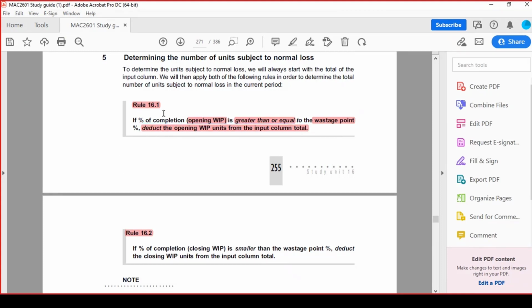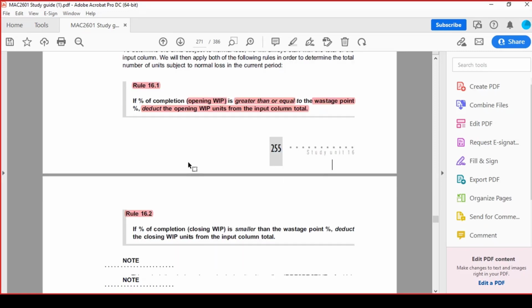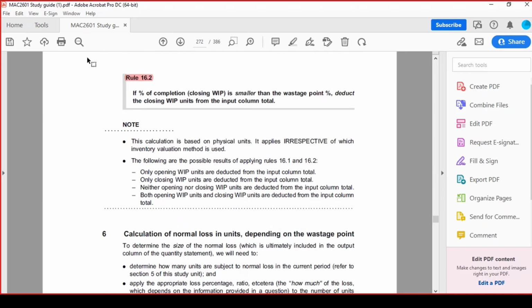You will see an example that illustrates this, but bear in mind, if your opening WIP completion percentage is greater than your wastage point, you have to deduct your opening WIP from your input. You will see why. Then rule number 2 is that if the percentage completion of your closing WIP, at the end, is smaller than the wastage point percentage, you deduct your closing WIP in your input column.